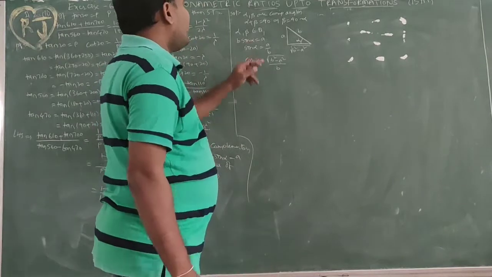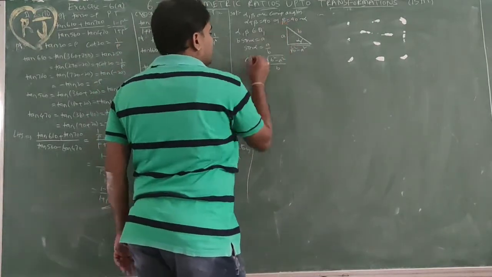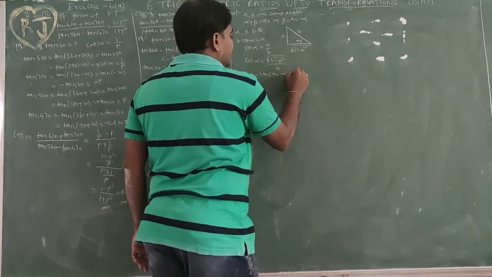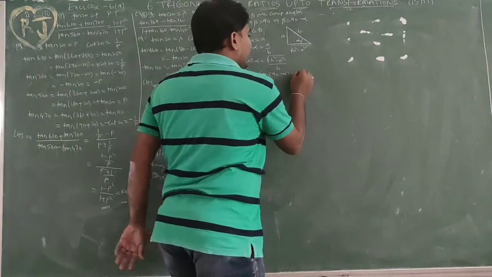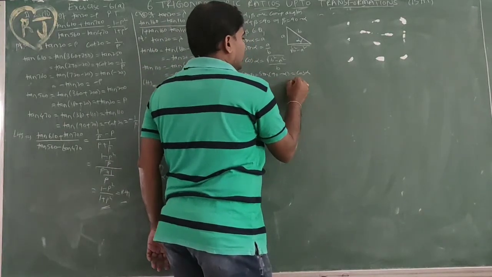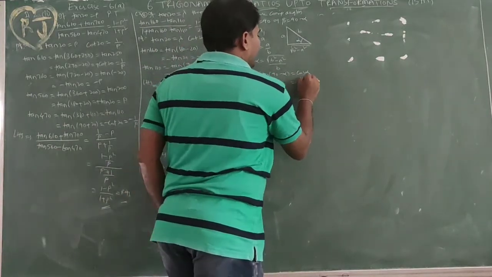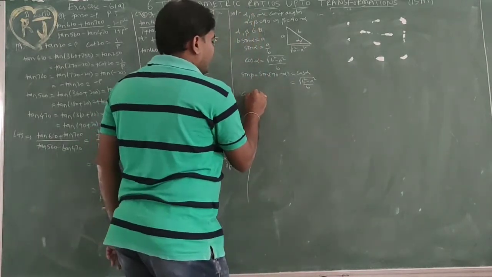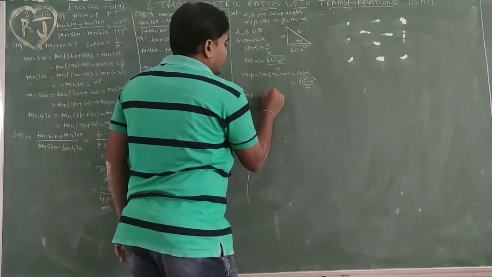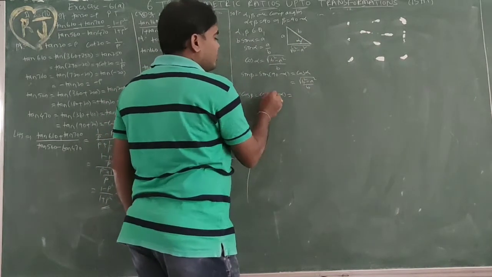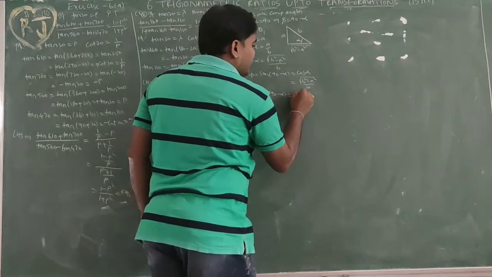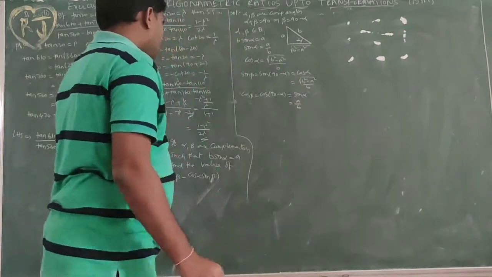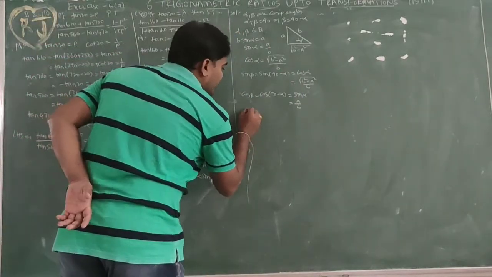Next, beta equals 90 minus alpha. Sin beta equals sin of 90 minus alpha, and sin becomes cos alpha, so this equals cos alpha, square root of b square minus a square by b. So cos beta equals cos of 90 minus alpha, cos becomes sin alpha, which equals a by b.